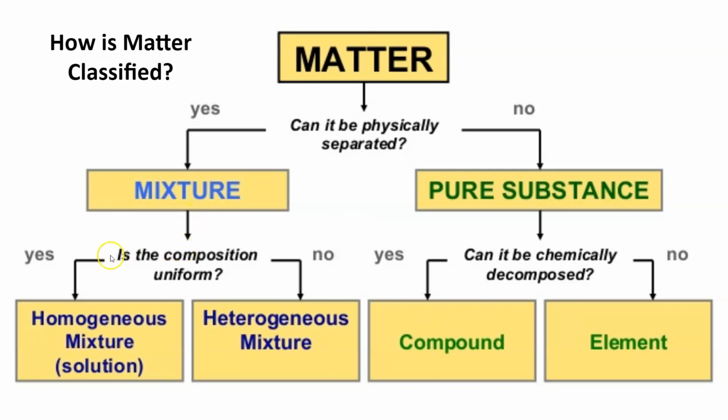Of mixtures, there are two types, homogeneous and heterogeneous. Homogeneous looks the same or uniform under a microscope or to our eye, and then heterogeneous looks different under a microscope or to our eye. And for pure substances, there are two types. A compound is made up of two or more types of atoms, and an element is only made up of one type of atom.